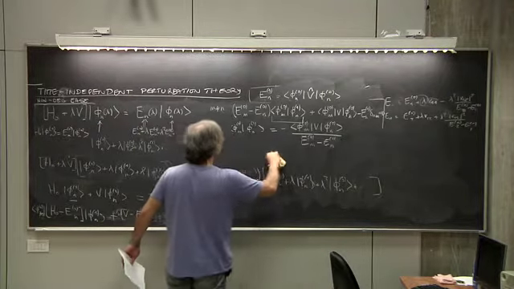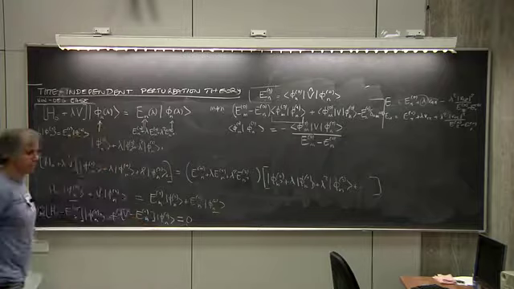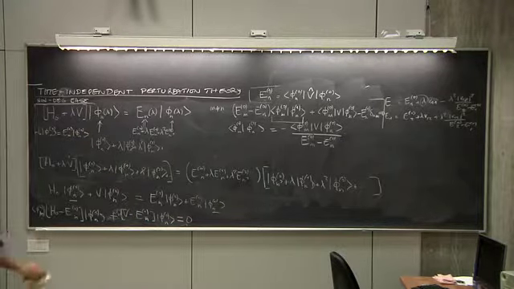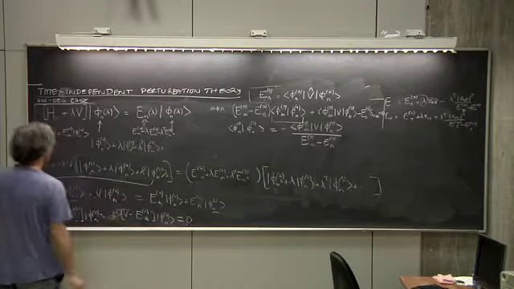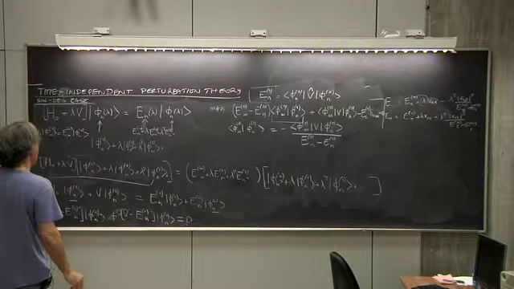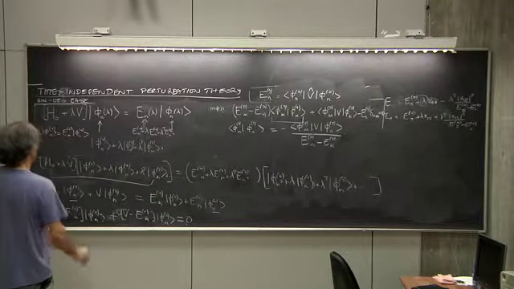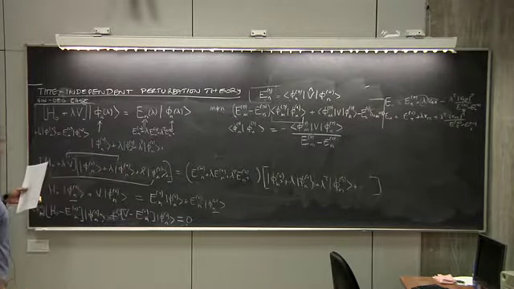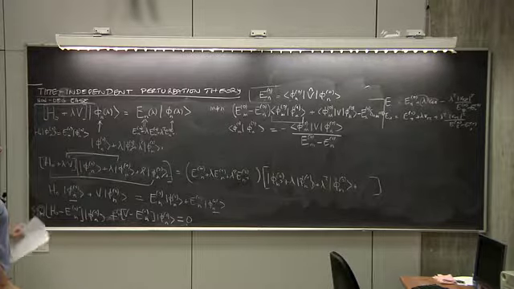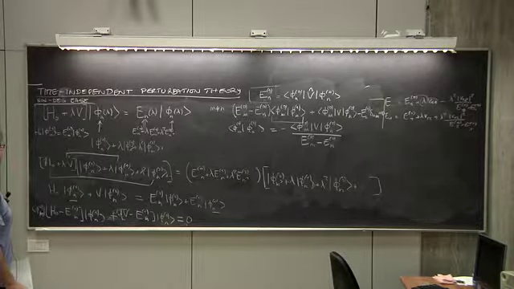How do I get lambda square out of this products? For instance, I can get it from here, I can get it from here, okay? And that's it, right? Very good.